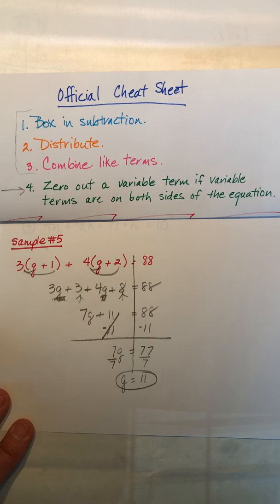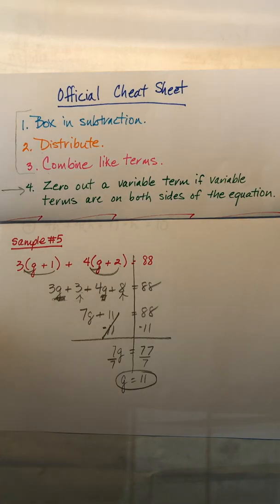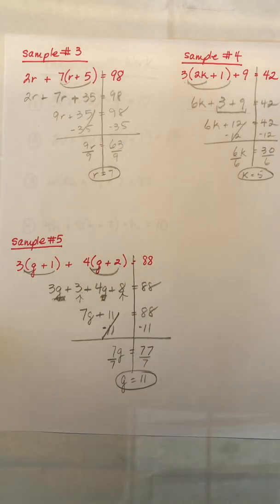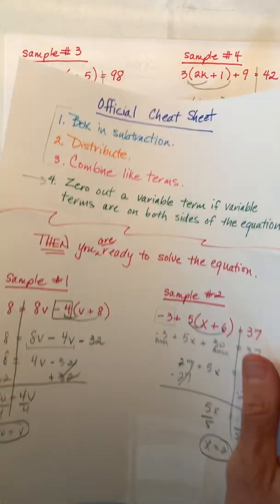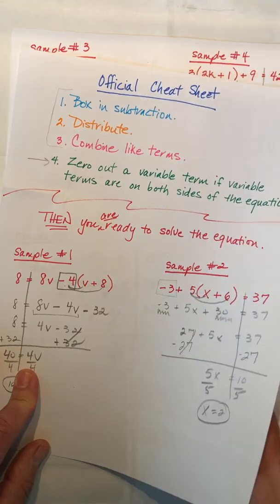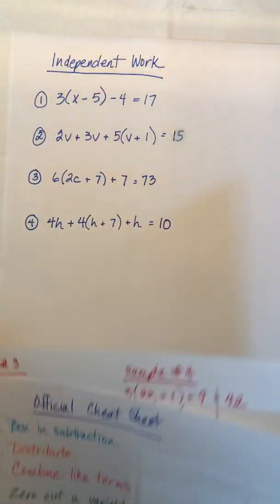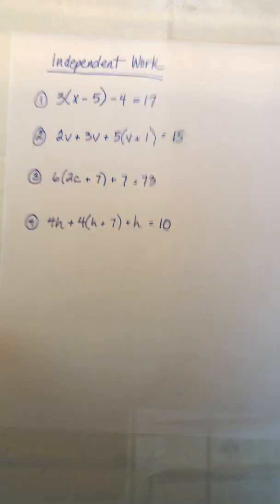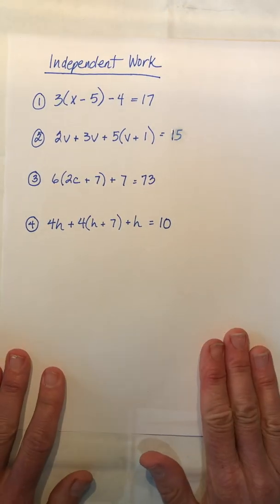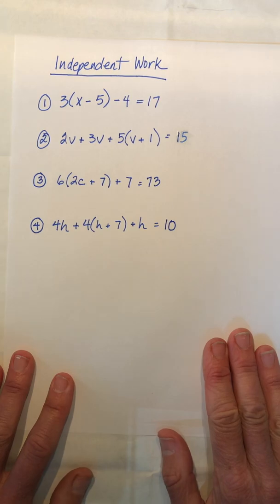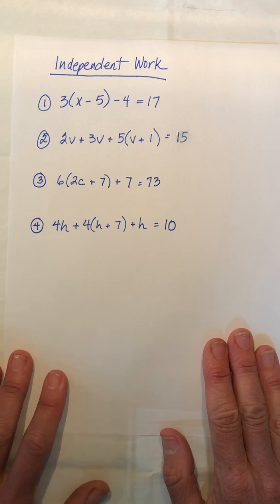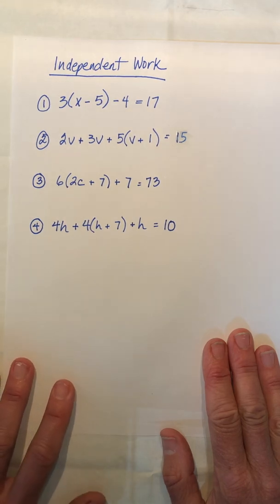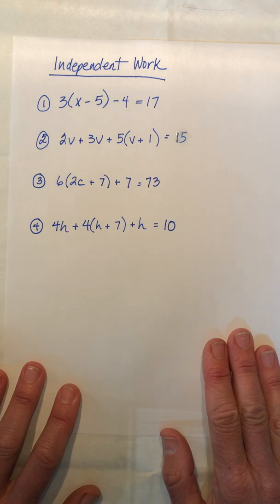Okay. If I remember correctly from the beginning of the year, we were doing quite well with this. So even though it might take you a few tries to get back in the swing, I think once you do, you'll be doing quite well with this. So here's your independent work. You have 4 problems that I'd like you to try. Please make sure you box in subtraction. Please make sure you show every single step of the work to both sides of the equation, just like we did in the samples.